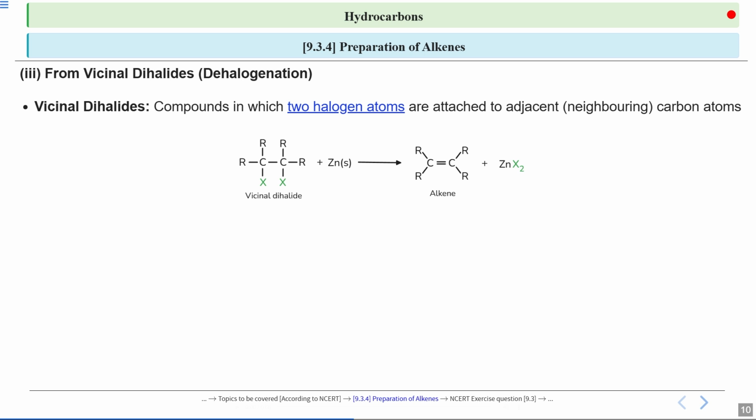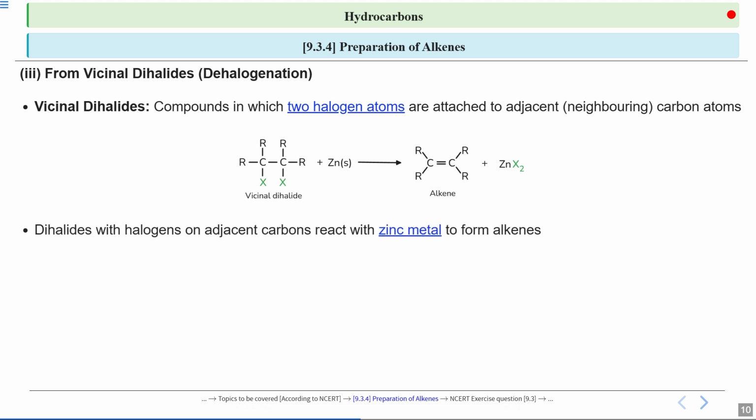Now, if you react this with zinc, it results in the formation of alkene and zinc dihalide. Now, the dihalide with halogen atoms present on adjacent carbons is reduced by the zinc metal. So, zinc is acting as the reducing agent here, and this is also a type of elimination reaction where the halogens are removed. Remember that eliminating means removing.